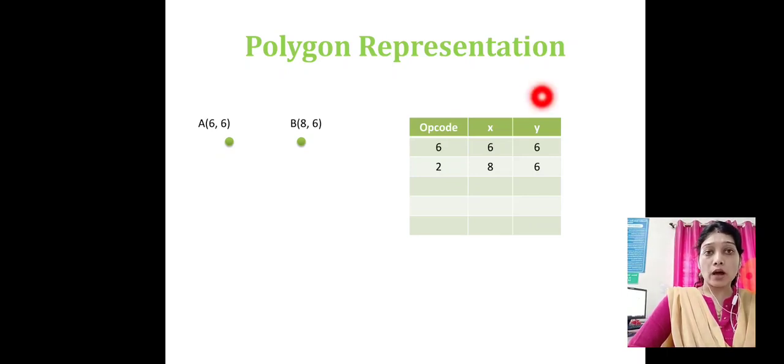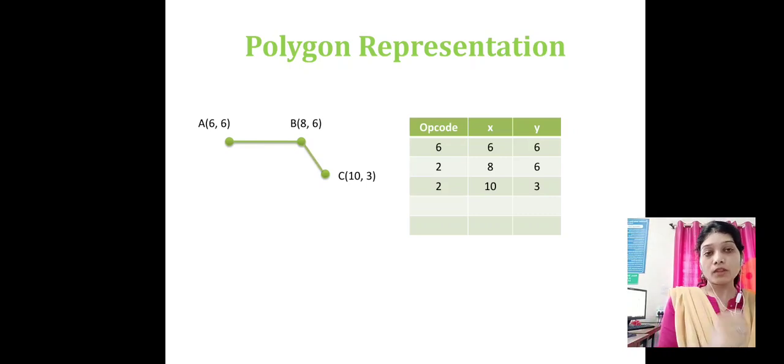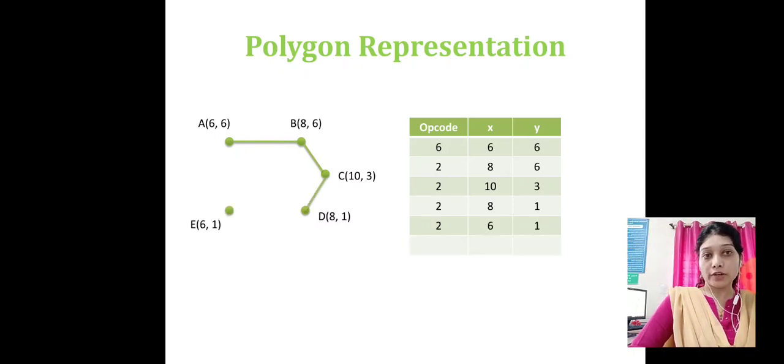Now, what do I want to do? I want to join a line between A and B. In this way I will join the line between A and B. In the same way, the next point is C with 10 comma 3, which I have drawn over here. That line is drawn with the opcode 2. Then the next is 8 comma 1 with opcode 2, and the line is drawn. Then the next point will be 6 comma 1, and the opcode is 2.